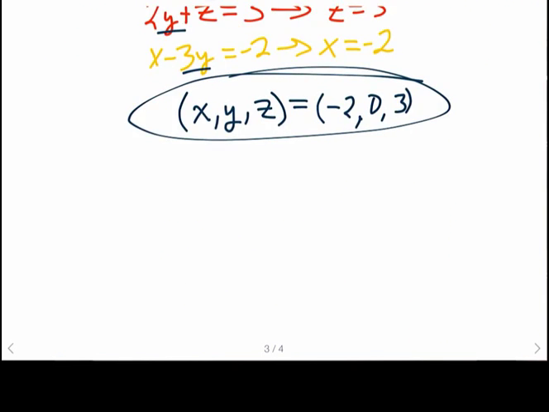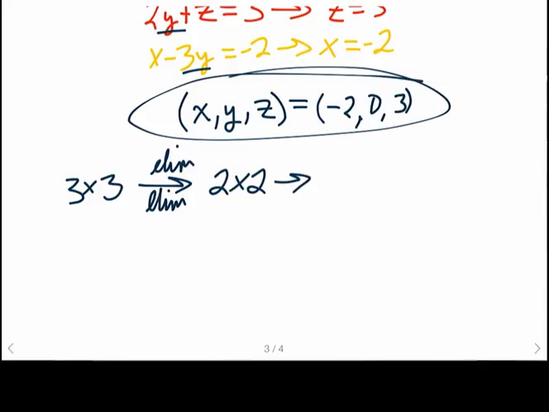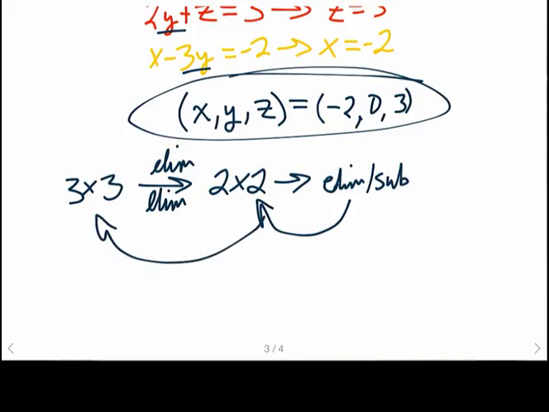So to recap, our general strategy when dealing with a 3 by 3 system is to eliminate a variable twice to end up with a 2 by 2 system, which we solve usually using elimination or substitution, and then we start that process of back substituting to get the other variables.